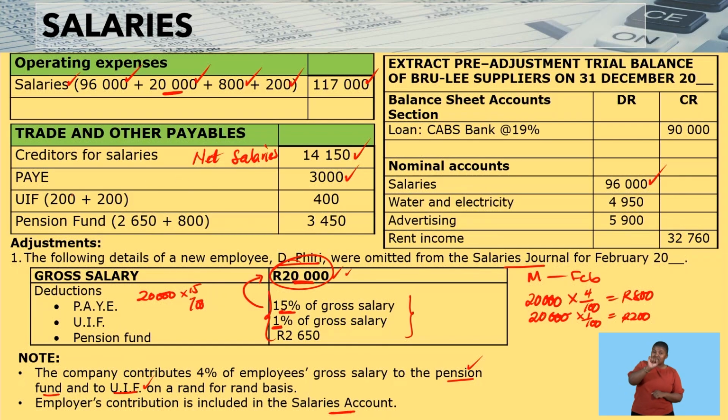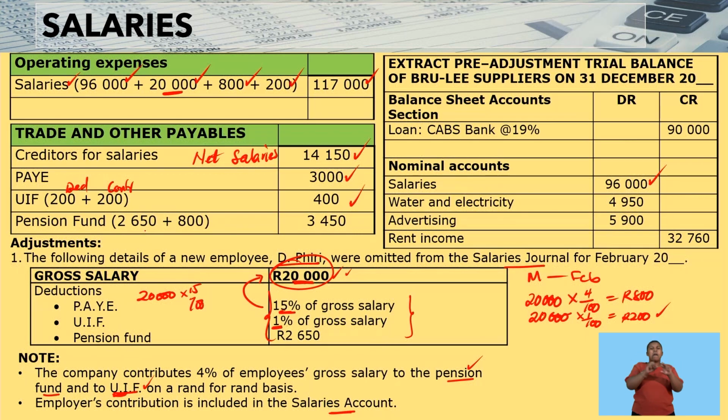In your UIF, the first 200 is the deduction. And if you come here, it says UIF 1%. So we've calculated 1% already, that is 200. And then the next 200 is your contribution, whereby you are told UIF is contributed at 1%, on a rand for rand basis. So the same 200 that is being deducted, we multiply that by 1, then we get our contribution. That is how you get the 400.